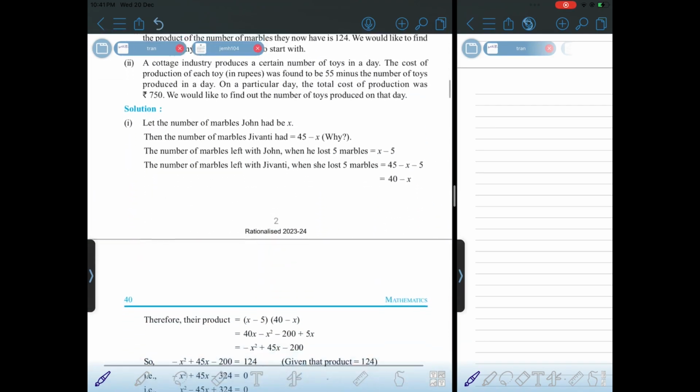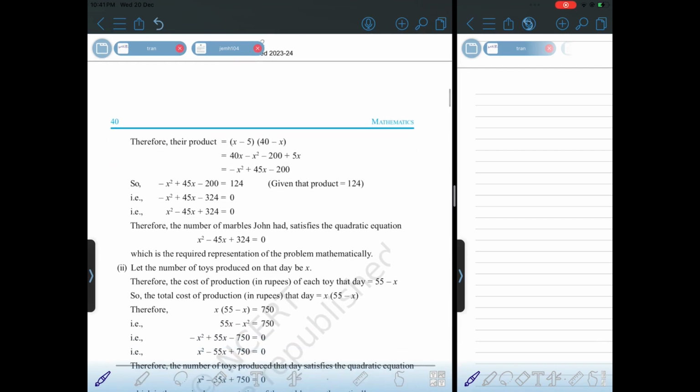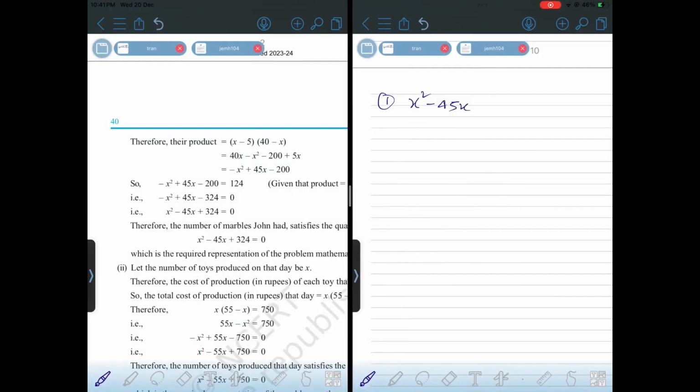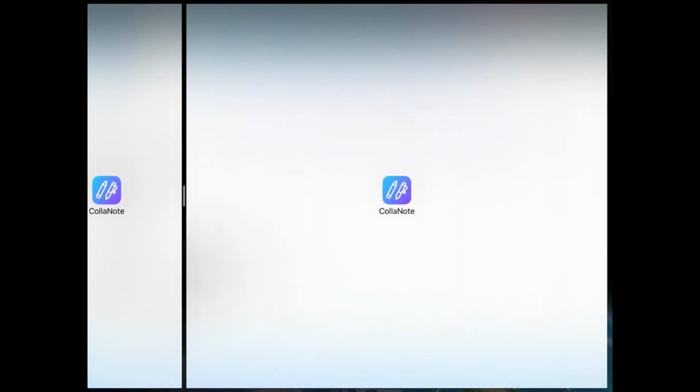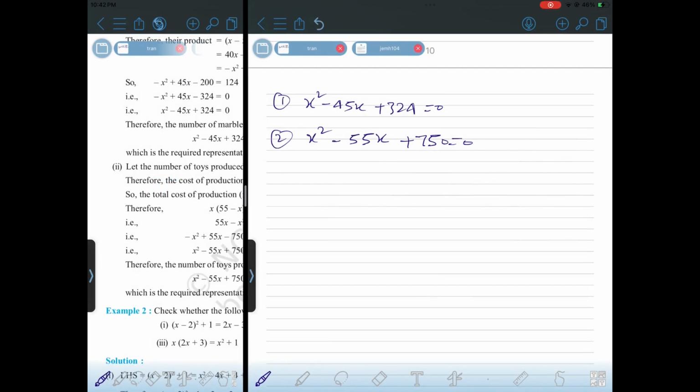So example 1 is a solved example. Okay, so they have these two equations, right? The first equation is x square minus 45x plus 324 is equal to 0, and the second equation is x square minus 55x plus 750 is equal to 0, right? So we have to solve these two equations and find the roots of these equations, right?